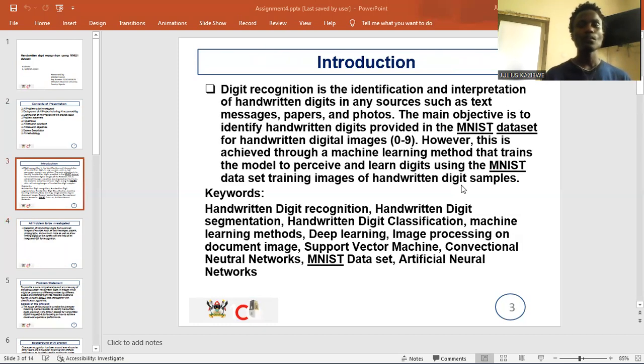We shall be using the NIST data set to train and verify our model, to check that it is predicting digits correctly. The keywords that I'll be using in this document are handwritten digit recognition, digit segmentation and digit classification, machine learning methods, and all the rest as you see them listed here.